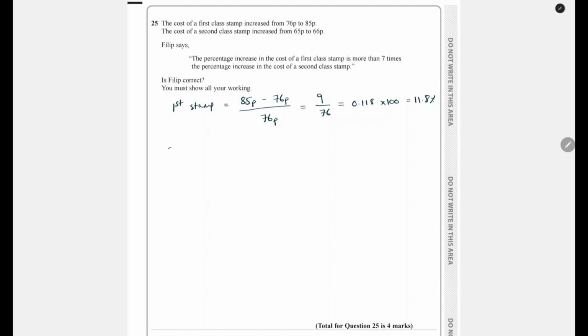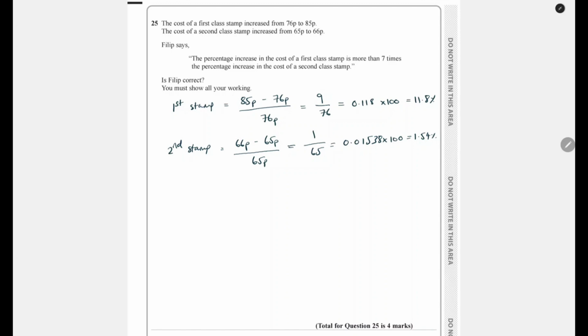If we do the same thing for the second class stamp, that's going to be the price now, which is 66 pence, minus what it was, which was 65 pence, over the original price, which was 65 pence. That's 1 over 65, which is equal to 0.0153. And if you multiply that by 100 to get a percentage, that gives you 1.54%. There was an 8 there on our calculator previously, so we're going to round up. So it's 1.54% increase.